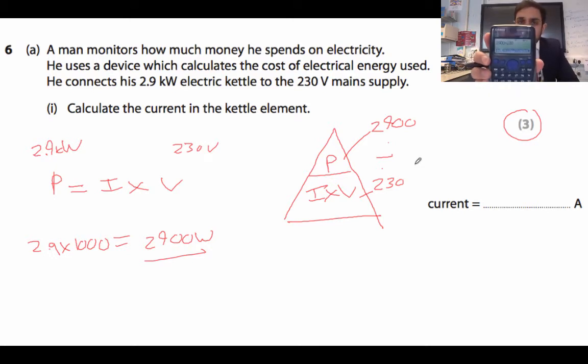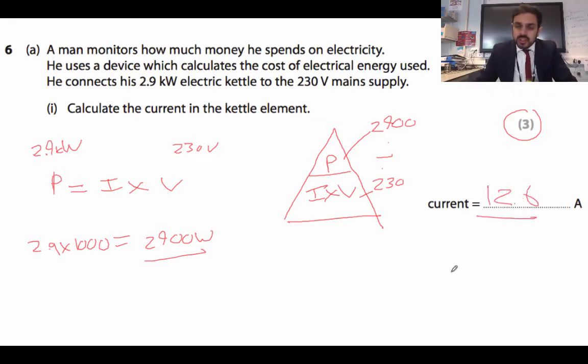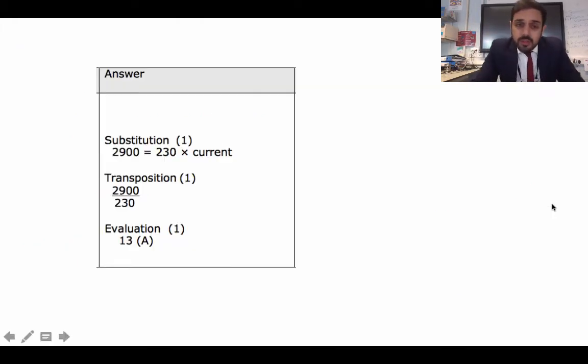Answer is 12.6086. Really long number. Now, just because it's a long number does not mean it is wrong. Just round it up or do it to one decimal place. I'm going to keep it as just 12.6. You probably also get the mark for writing it as 13, but usually they're not very specific about this, so it's up to you. But just because it's got loads of decimal places doesn't mean it's wrong.